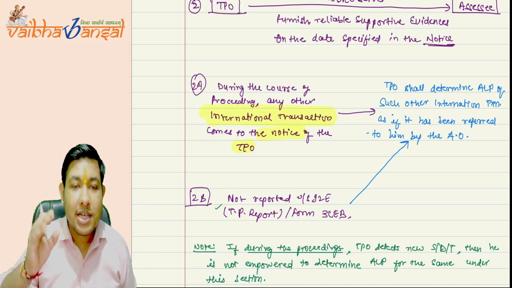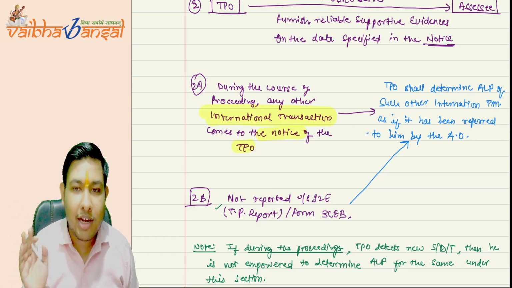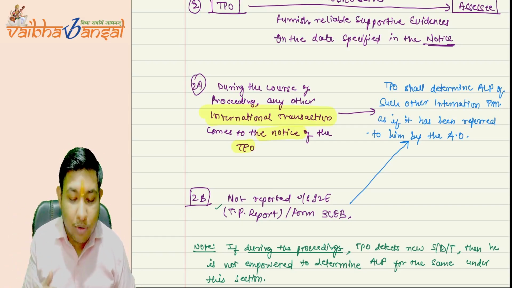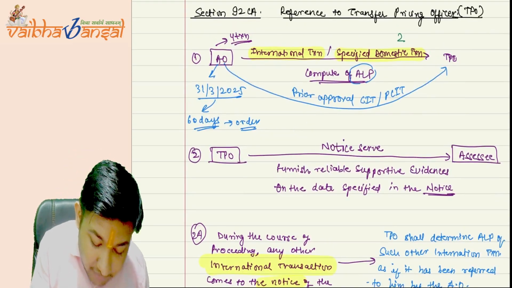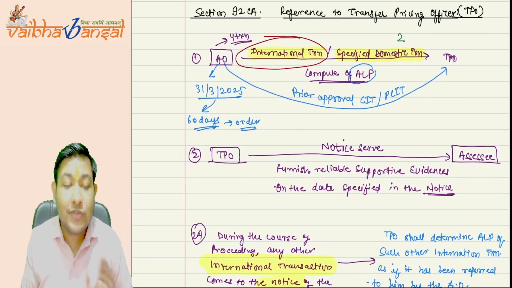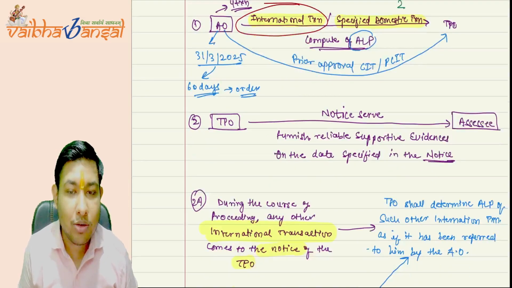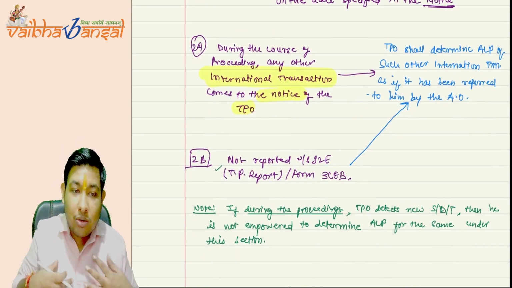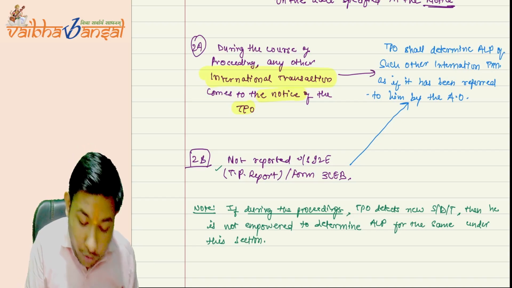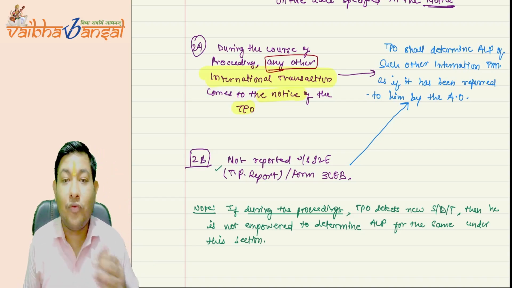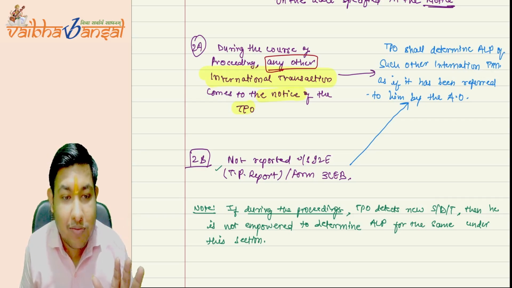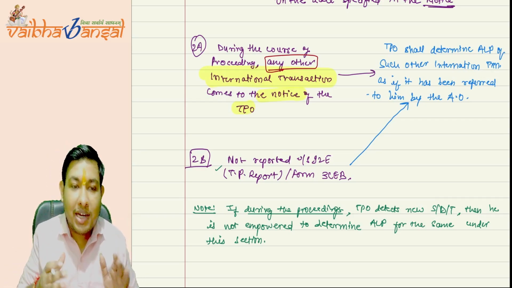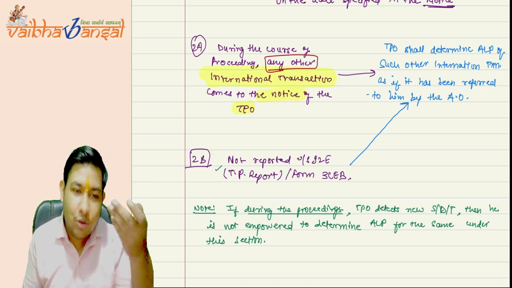So during the course of proceedings, if any other international transactions come to the notice of the TPO which have not been referred by the AO, then what? The TPO shall determine the ALP of those other transactions as well, as he will deem that it is as good as if the AO had referred them to him.